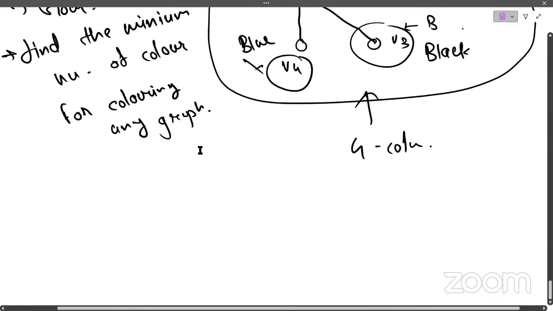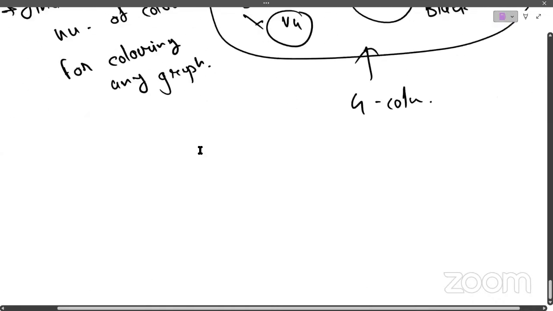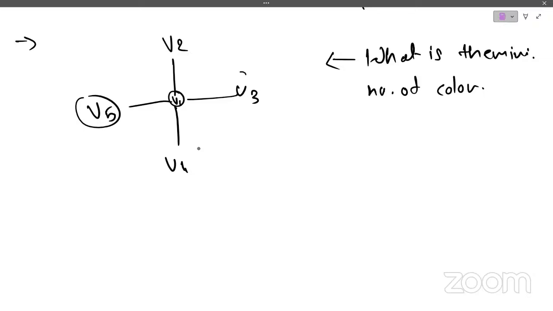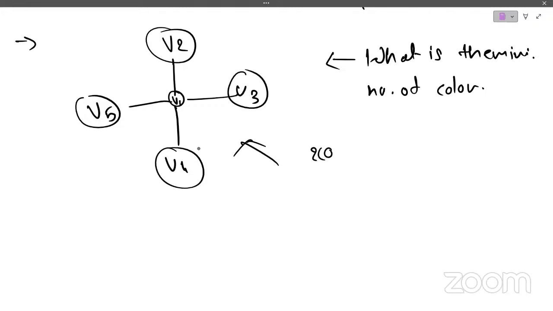So that's our main goal, and you can see that type of question in your assignments also: what is the minimum number of colors for coloring a particular graph. For example, suppose this is my graph, V1, V2. Then what is the minimum number of colors? 2, ma'am. Yes, correct, 2. Everyone is fine with this, that we just need 2 colors to color this graph.